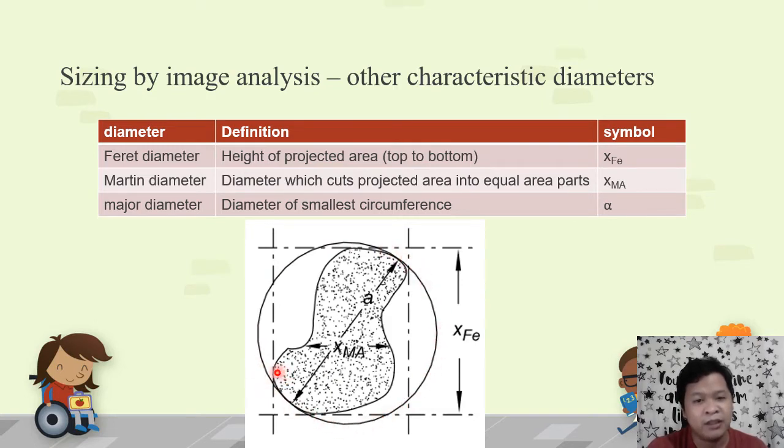The Martin diameter, on the other hand, is the diameter which cuts the projected area into equal area parts. So this may or may not be the same as the major diameter. And the Feret diameter is the height of the projected area from top to bottom ng iyong projected area.